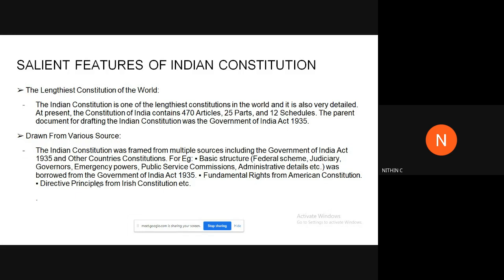So the first point is the lengthiest constitution of the world. The Indian constitution is one of the lengthiest constitutions in the world, and it is also very detailed. At present, the constitution of India consists of 470 articles, 25 parts, and 12 schedules. The parent document for drafting the Indian constitution was the Government of India Act 1935. So the first feature is that it is one of the lengthiest constitutions of the world.